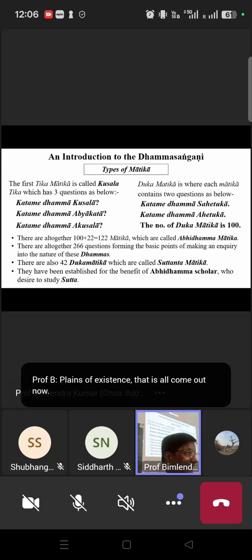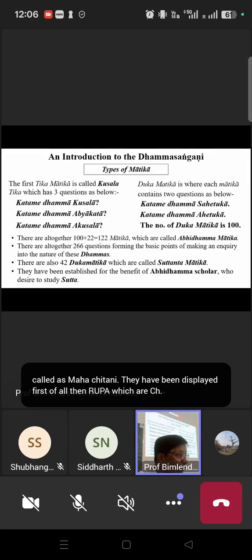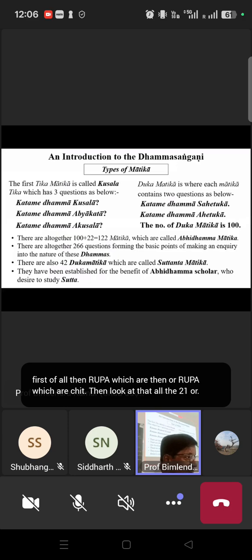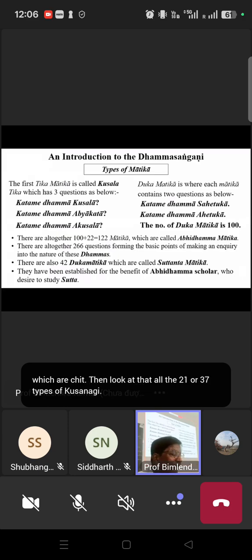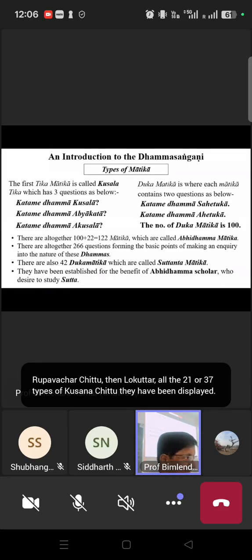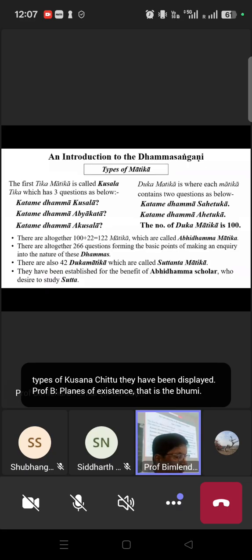Now in the Kamavachar, how many are the consciousness which are called moral? There are 8 types of Kamavachar Sahetuka Chitta which are called moral. These 8 types, called Mahachittani, have been displayed first of all. Then Rupavachar Chitta, then Arupavachar Chitta, then Lokuttar. All the 21 or 37 types of Kusala Chitta have been displayed on the basis of the planes of existence, that is the Bhumi: Kamavachar, Rupavachar, Arupavachar, Lokuttar.